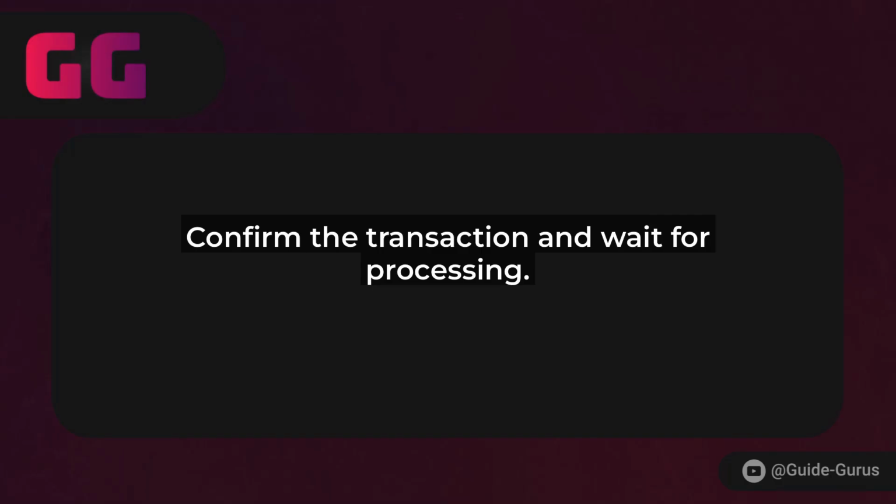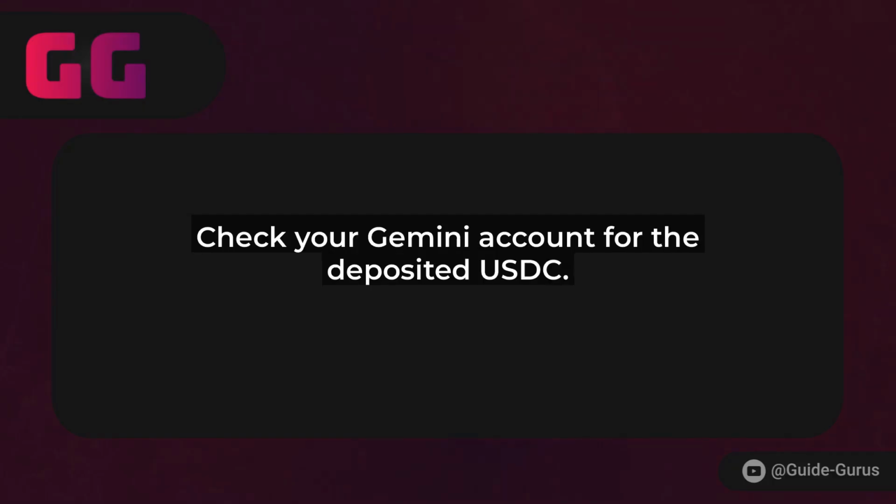Once it's done, hop over to your Gemini account and check your balance. You should see your USDC reflected there. If everything looks good, you're all set. Remember, always stay vigilant with your crypto. Use hardware wallets for long-term storage and keep an eye on market news.